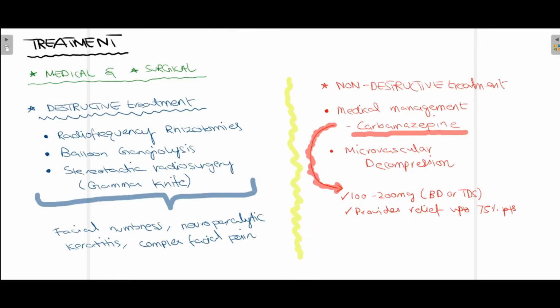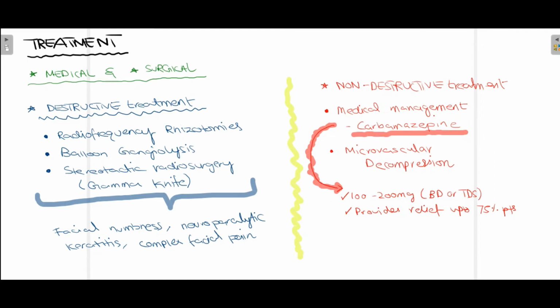Now, after we have reached a definitive diagnosis that the patient is suffering from trigeminal neuralgia, what are the different treatment options that we can offer the patient so that the patient is pain-free? Because the pain of trigeminal neuralgia is really severe, the patients want immediate relief from the pain. So we have two treatment options that we might go towards. First is medical management and the second is surgical management.